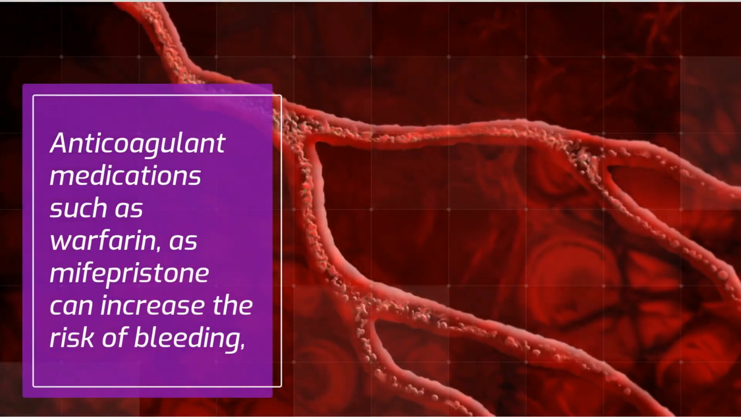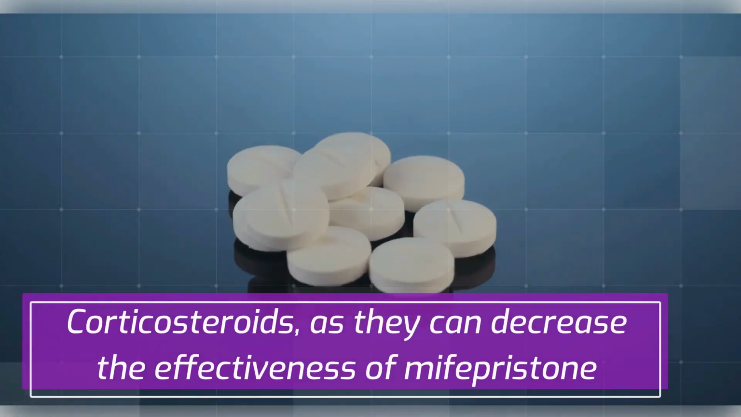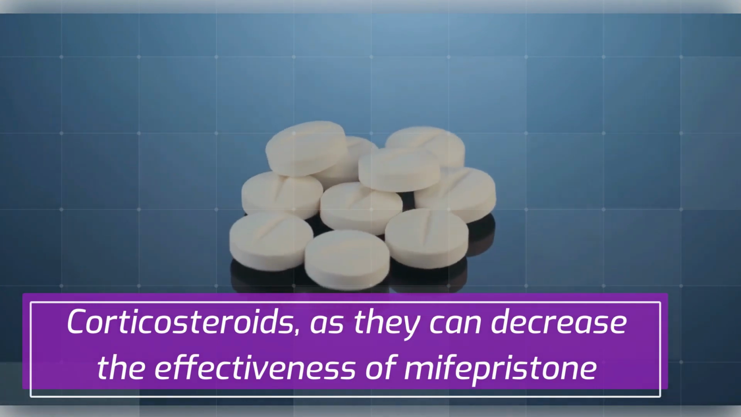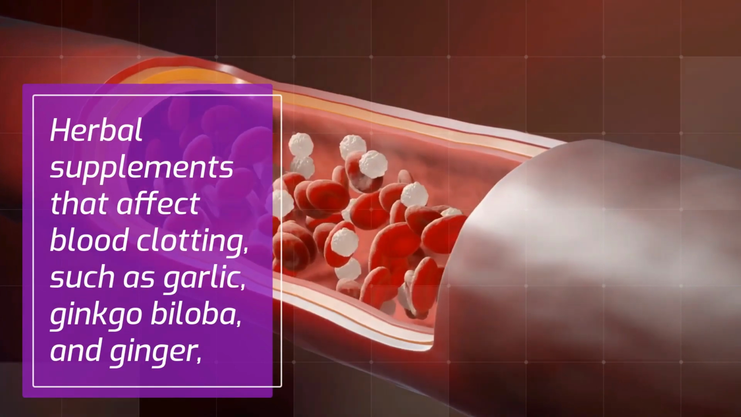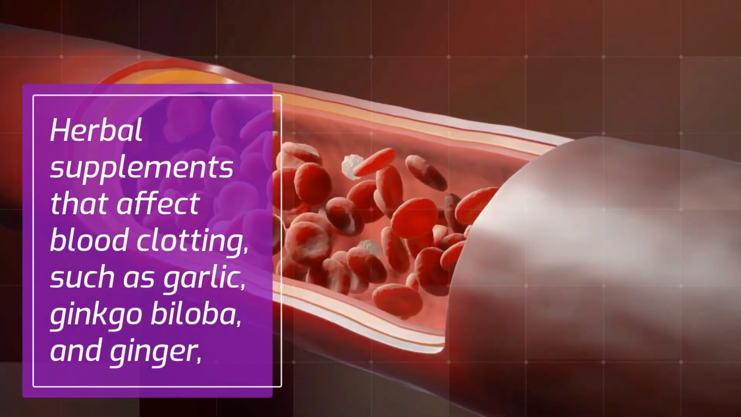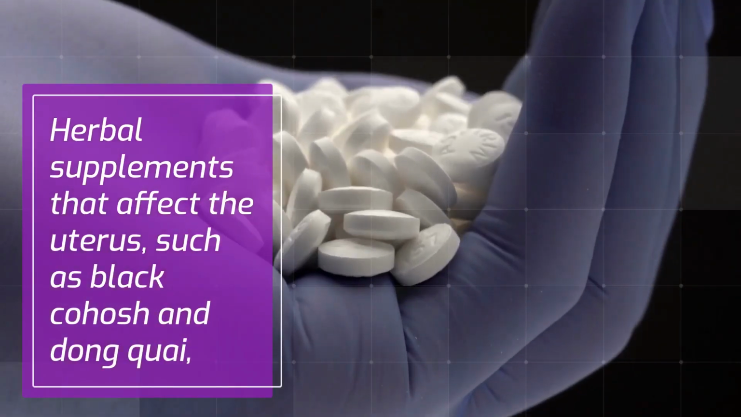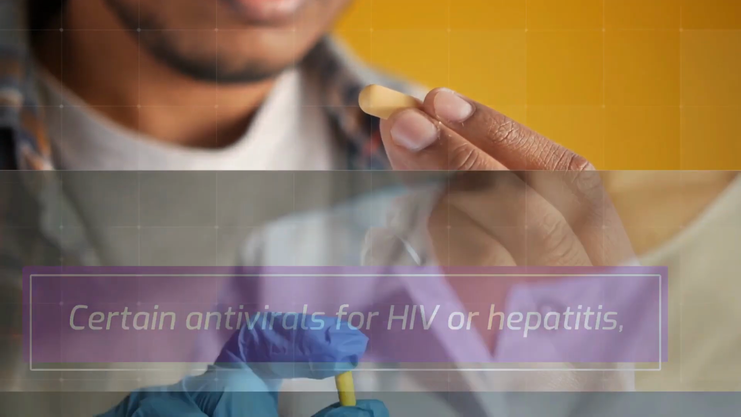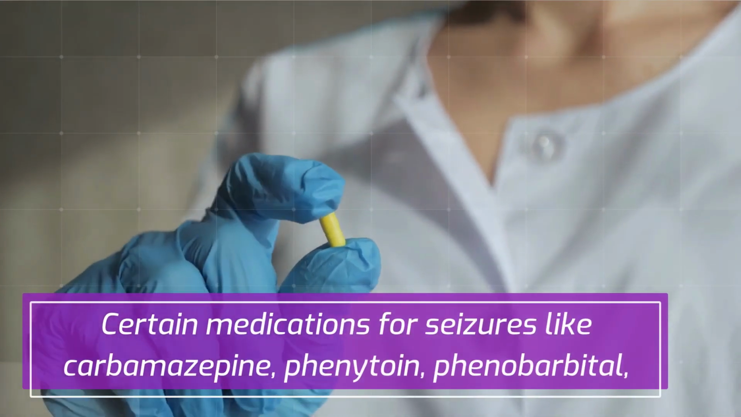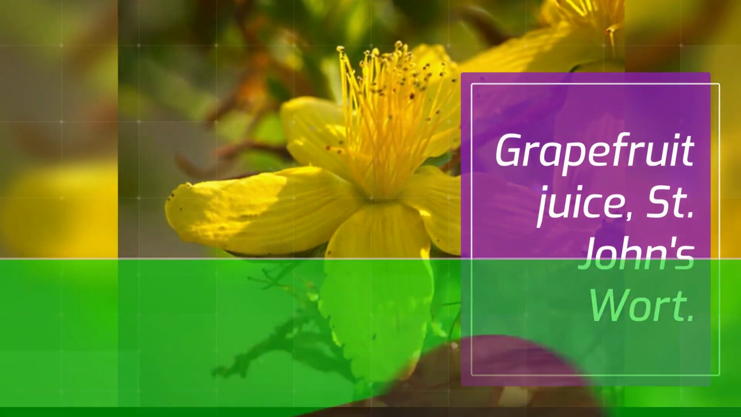Anticoagulant medications such as warfarin, as mifepristone can increase the risk of bleeding. Corticosteroids, as they can decrease the effectiveness of mifepristone. Herbal supplements that affect blood clotting, such as garlic, ginkgo biloba, and ginger. Herbal supplements that affect the uterus, such as black cohosh and donkey. Certain antivirals for HIV or hepatitis. Certain medications for seizures like carbamazepine, phenytoin, phenobarbital. Grapefruit juice, St. John's wort.